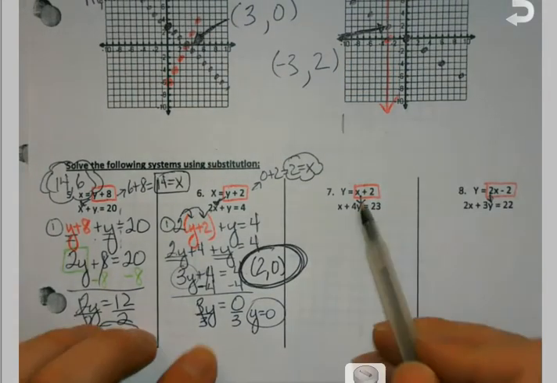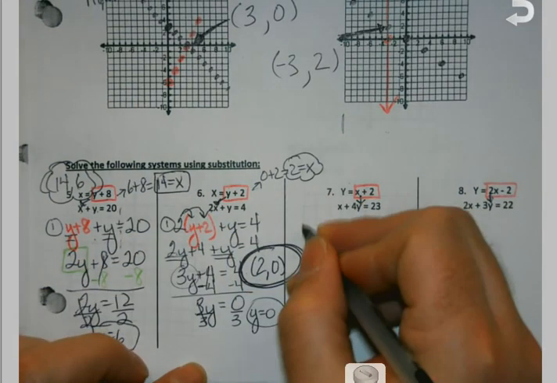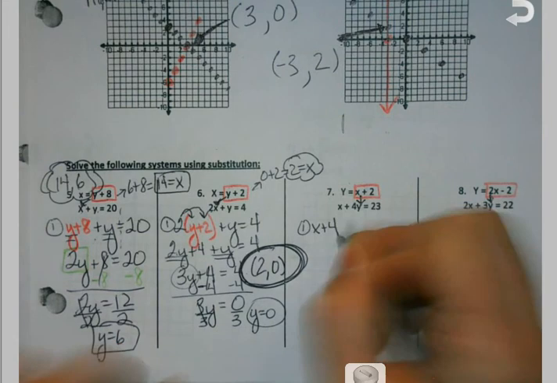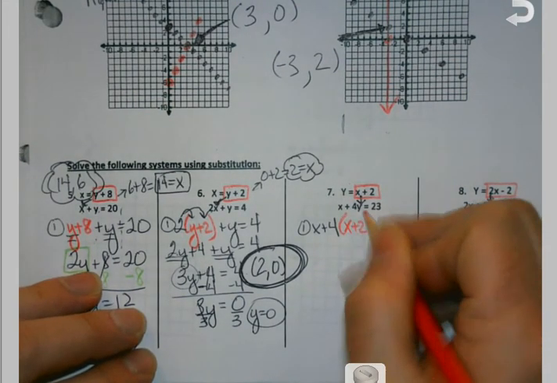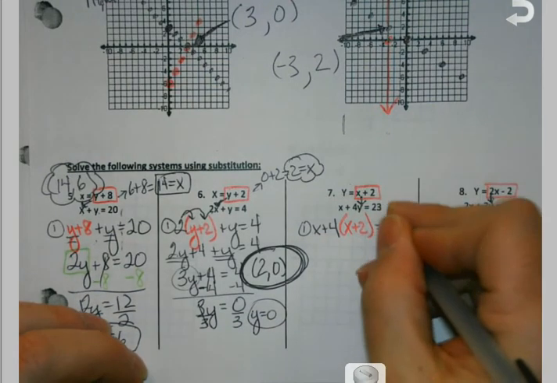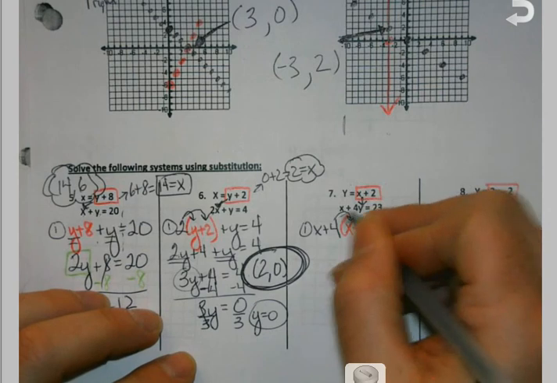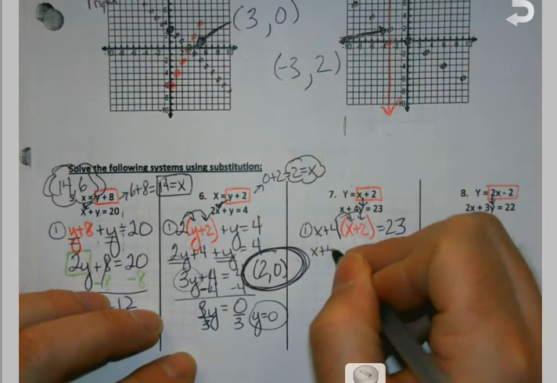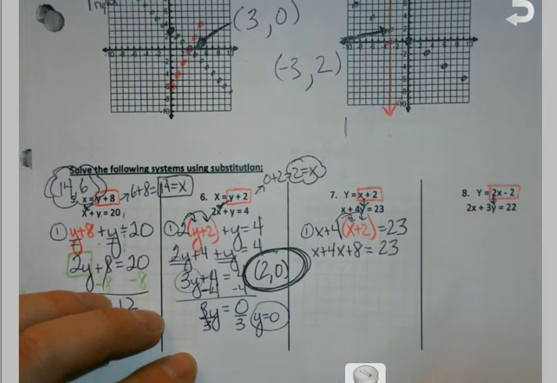Now 7, again, good reason we did this, because we've always been plugging in for x. Now it's changed over. So x plus 4, my y value is x plus 2. And similar to like we just did in number 6, we've got some distributing to do this time. So multiply that 4 to the x and to the 2.